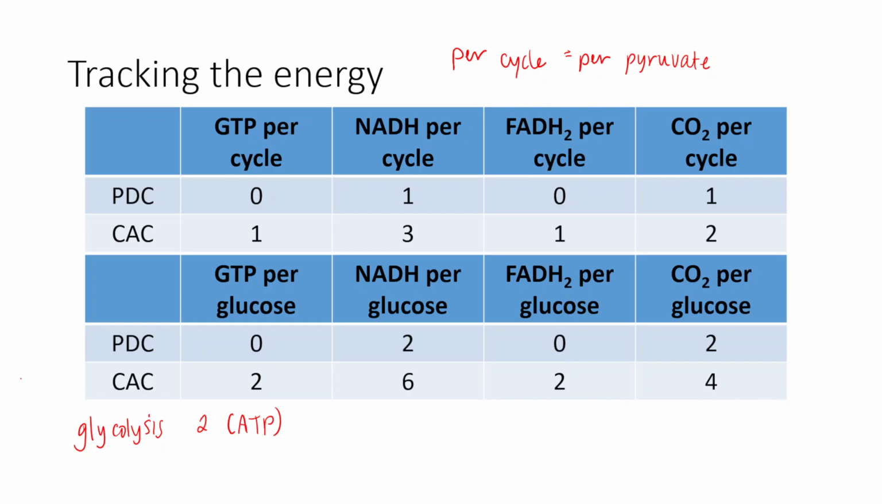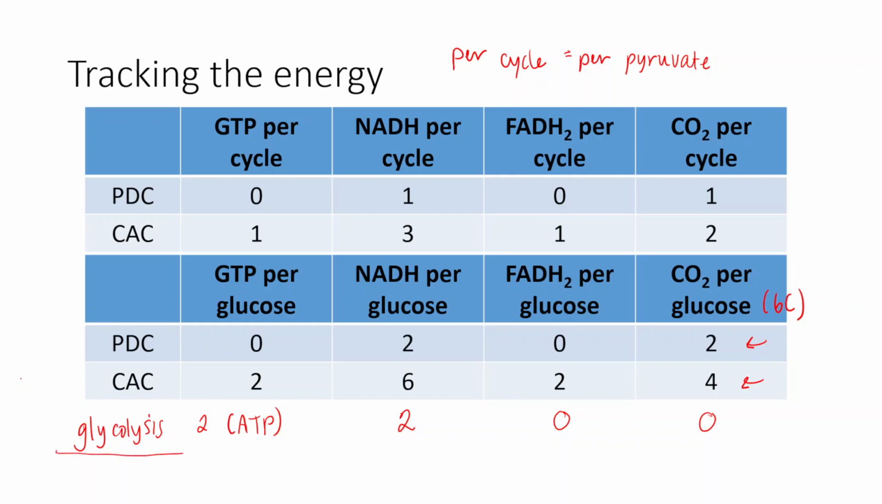How many NADHs did we make? Also 2. How about FADH2s? None. And how about CO2s? Also none. For every glucose, there's 6 carbons, right? So 2 of them get carbon dioxide in the PDC, and the other 4 are in the citric acid cycle. So glycolysis gets you going, but doesn't fully oxidize any of the carbons yet.